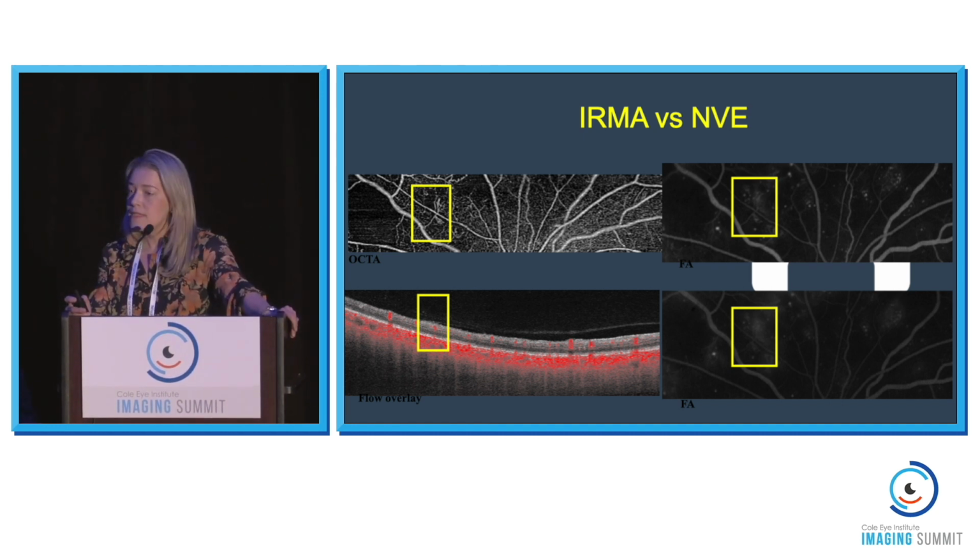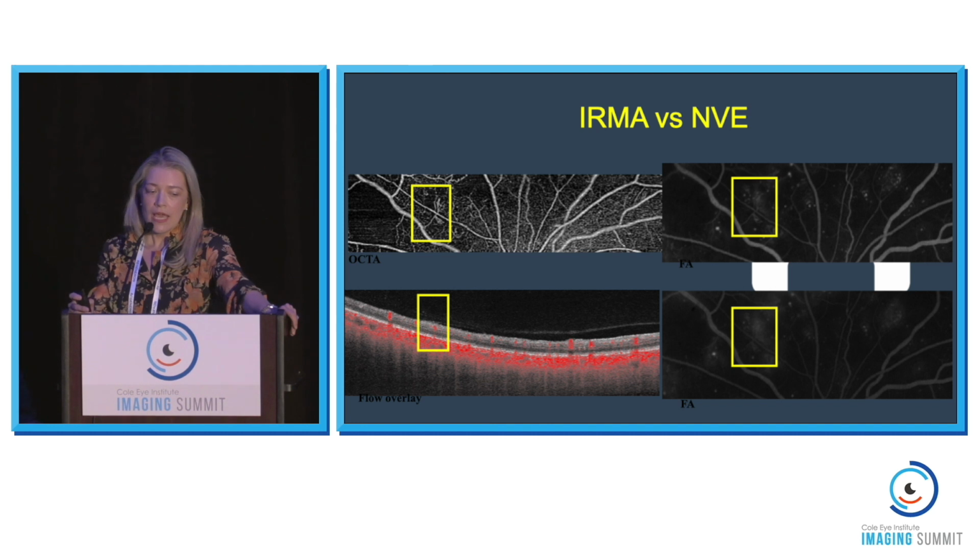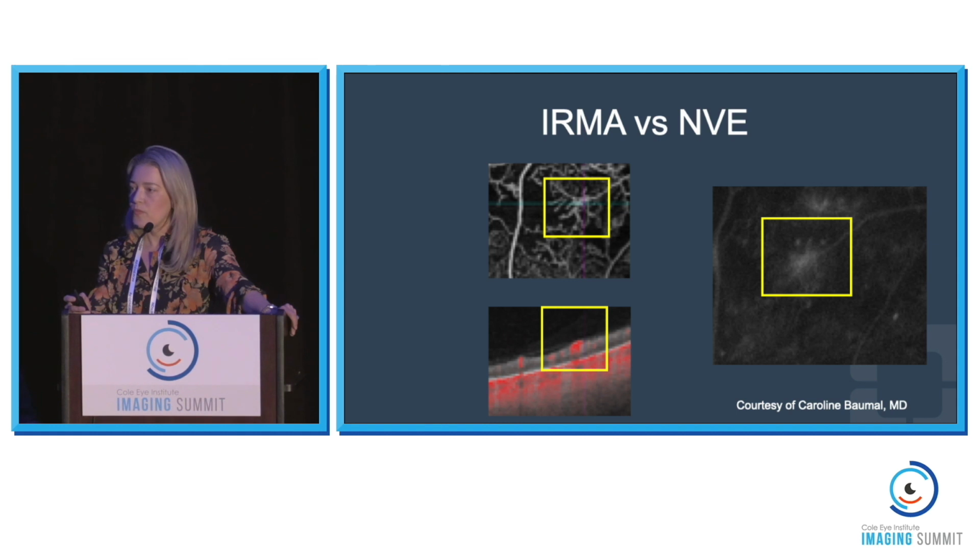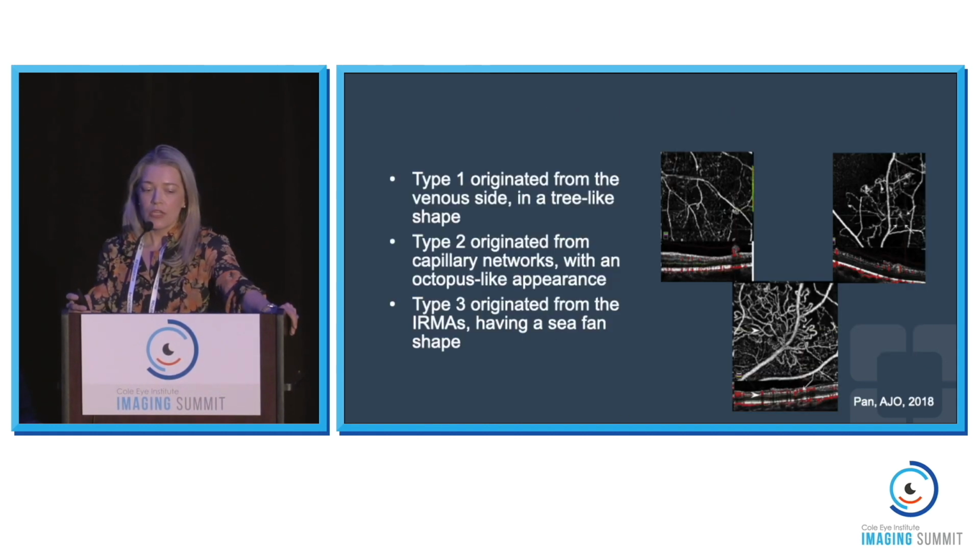And sometimes these are challenging. Once again, if I look at this FA, it's sometimes hard to say if it's truly an NVE, and obtaining OCTA in that area, you can clearly see that there is no breach of ILM and the flow is intraretinal. And this is another case where there is, once again, a leakage potentially seen on FA, and you can see that there's very early NVE on this OCTA.